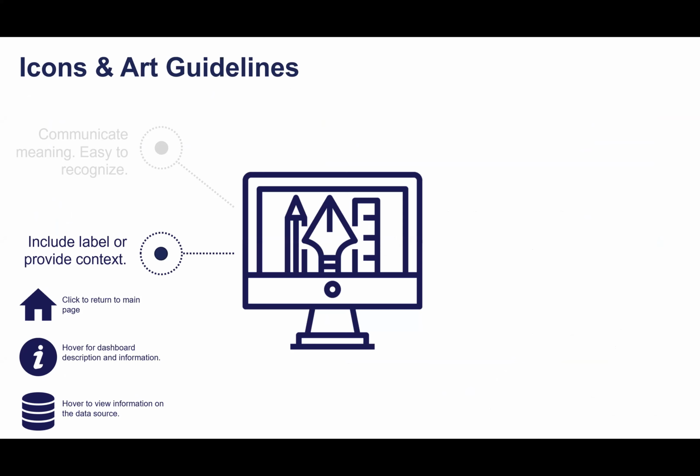So next, you want to make sure that you're including labels or providing context for your icons. Typically, if I place an icon with a band, the band label explains it for me. So if I have a person next to a band that says customers, the word customers explains what the icon is. But if you have icons anywhere else on your dashboard that aren't associated with a band, you want to make sure that you're providing a label or additional context for them. So if you have a home icon on your dashboard, and you want your users to click on this home icon to go back to the main page, you want to explicitly tell your users to click to return to the main page.